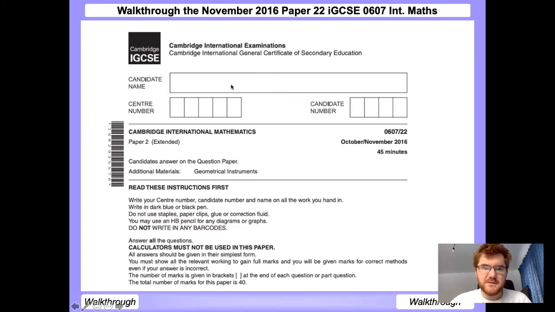So we're going to do this particular paper here. Notice it's a 2.2 paper. There are 3 different papers, 2.1, 2.2, 2.3. It comes from November 2016, so one of the recent papers, 45 minutes long. Please be familiar with this, and calculators will not be used for this. I will split this into 2 videos. I'll do questions 1 to 7 in this video, and then I'll do 8 to 12 in the subsequent video.